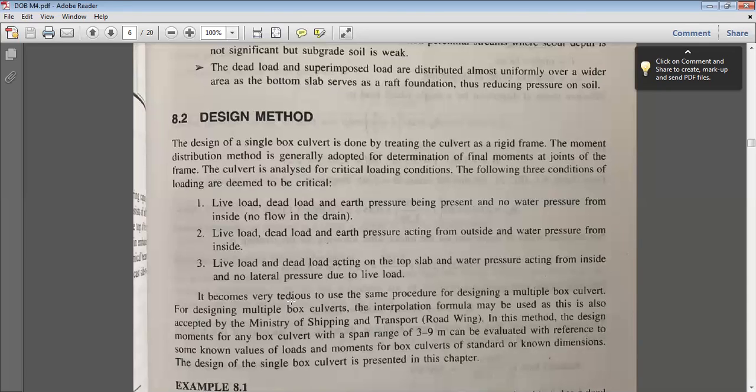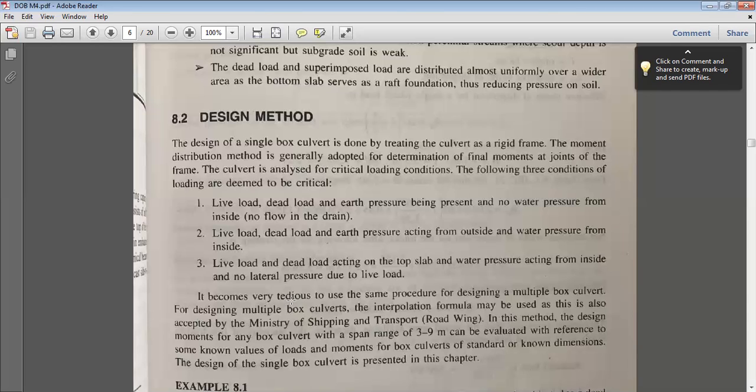Next we have the second case, that is live load plus dead load and earth pressure acting from outside and water pressure from inside. In the second case, live load I will consider, dead load I will consider, earth pressure I am considering. Along with earth pressure, I will also consider the water pressure from the inside. Next, the third one: live load, dead load acting on the top slab, water pressure from inside, and no lateral pressure due to live load. That is, no surcharge here. Clear?